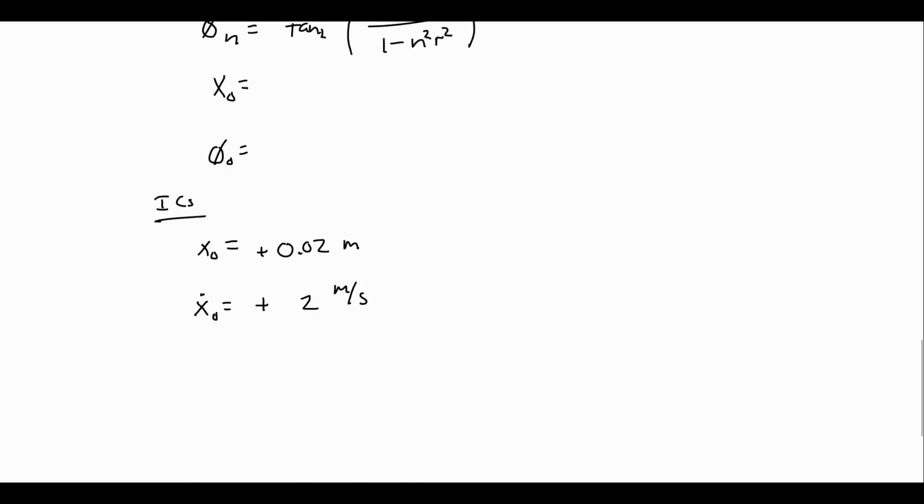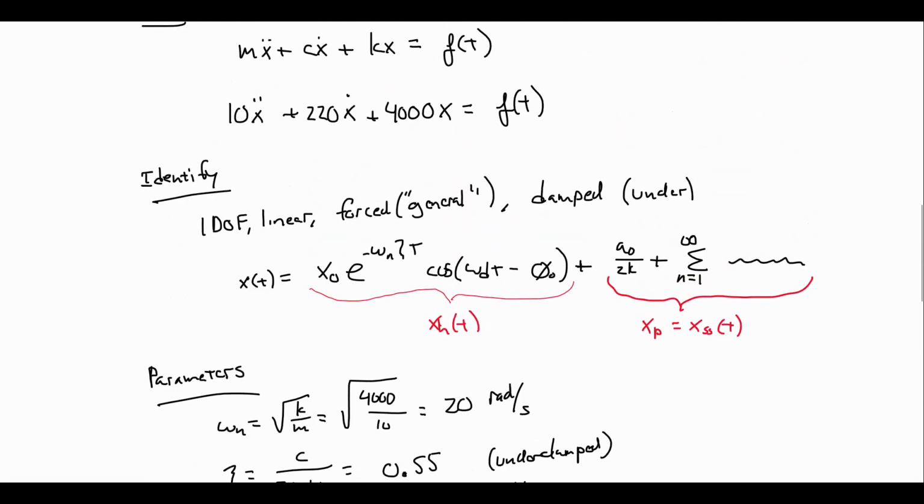Going back to our general solution for x of t here, we know that x of 0 is that 0.02 and x dot of 0 is 2. So we do have these two algebraic expressions that we're going to be using to find the x naught and the phi naught values. But the particular solution is going to depend on how many terms we use. So what the particular solution is going to affect what x naught and phi naught are. If we take more terms, we'll get a different phi naught and x naught than if we take fewer terms.